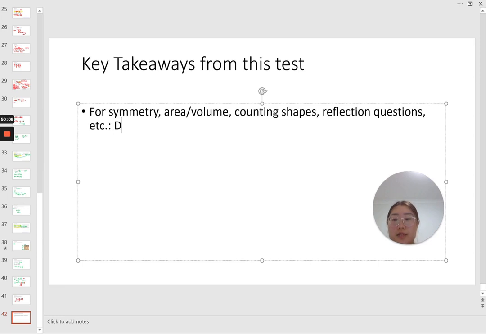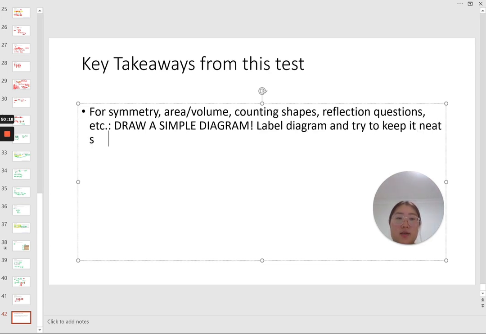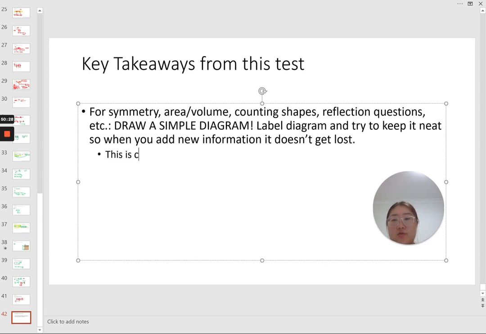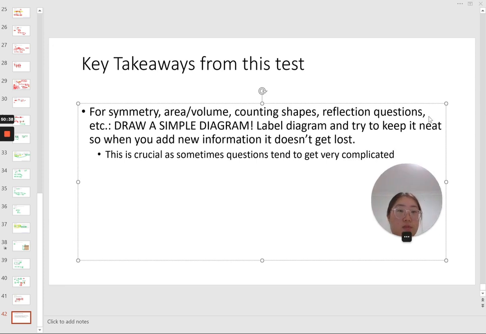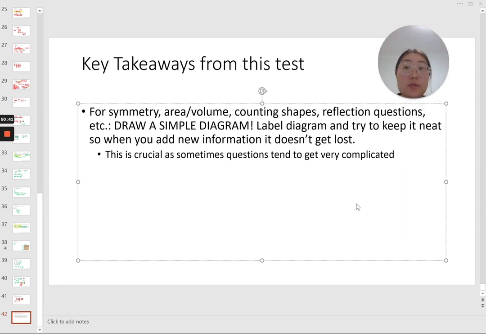Draw, I'm going to write this in caps, a simple diagram, label your diagram and try to keep it neat. So when you add new information, it doesn't get lost. This is crucial as sometimes questions tend to get very complicated. So please try and draw these diagrams, and that will definitely help you out. I always do it whenever I do the test myself.